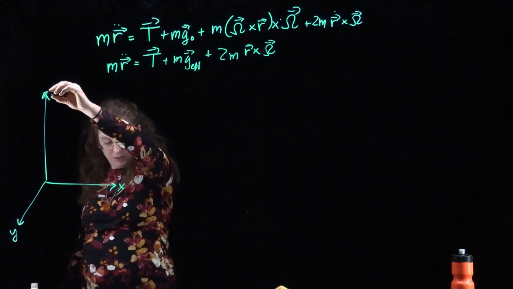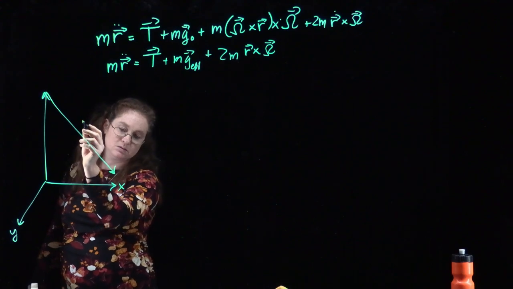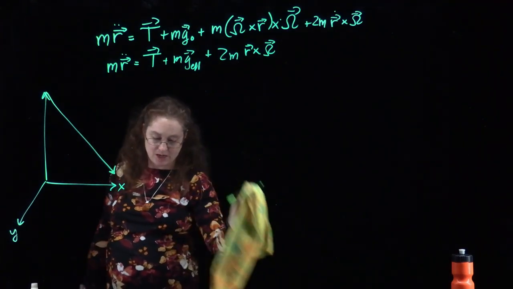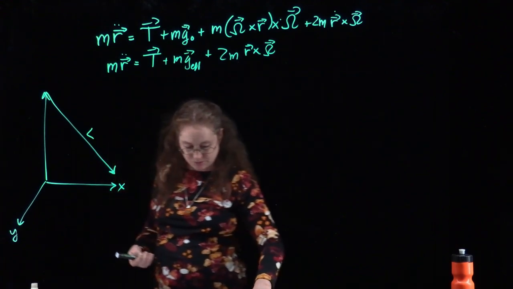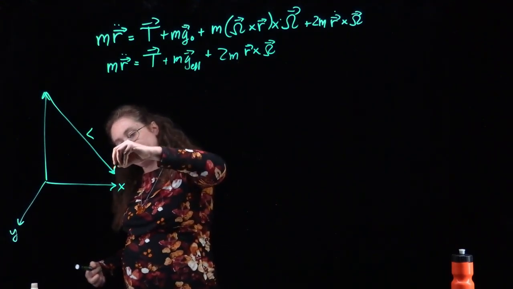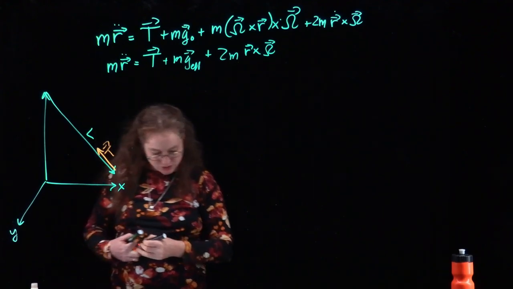And here our pendulum has a length L. And then there is a tension. I've tried to exaggerate things a little bit in order to be able to draw it. So we have a tension there.